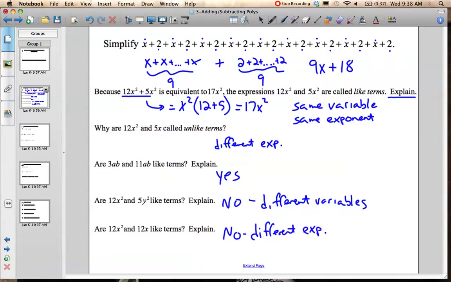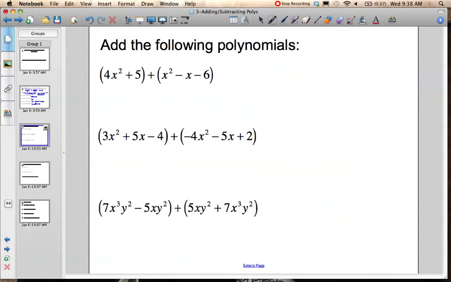So to summarize, like terms have the same variables and the same exponents. And if we have like terms, we can combine them. So let's combine a few. And yes, we're going to talk about adding and subtracting. You can think of this first one as add the binomial 4x squared plus 5 to the trinomial x squared minus x minus 6. Notice a little bit of the vocab there too. The first one's a binomial, 2 terms. The second one's a trinomial, 3 terms. So we're going to add those 2 polynomials together.